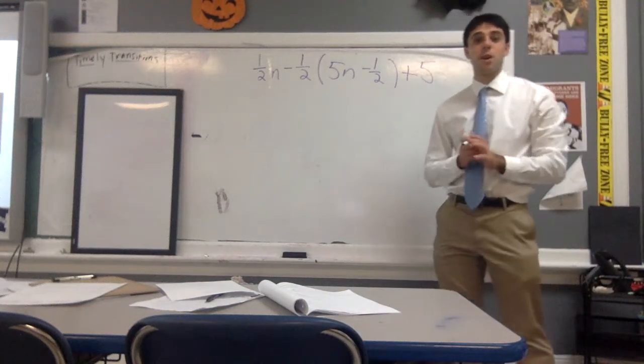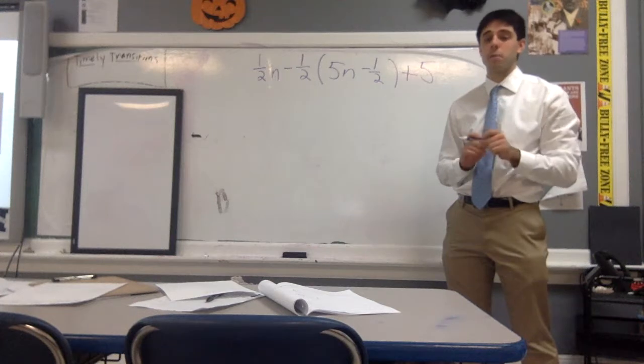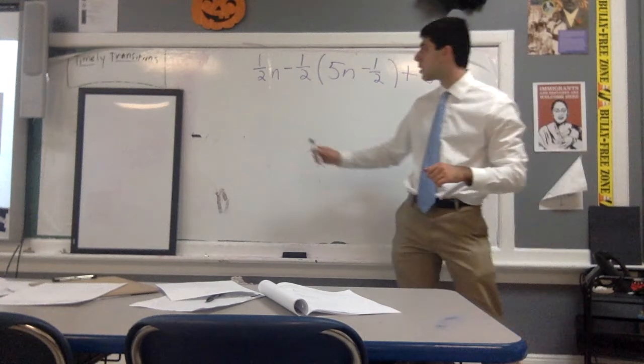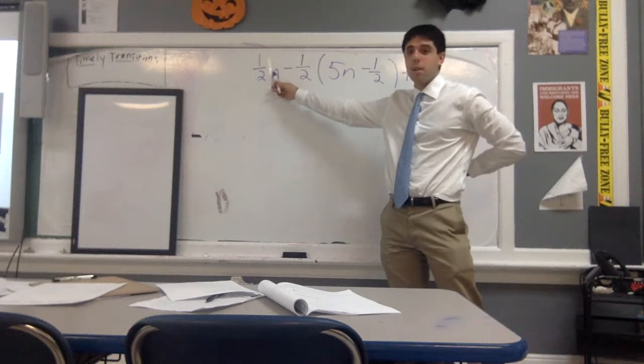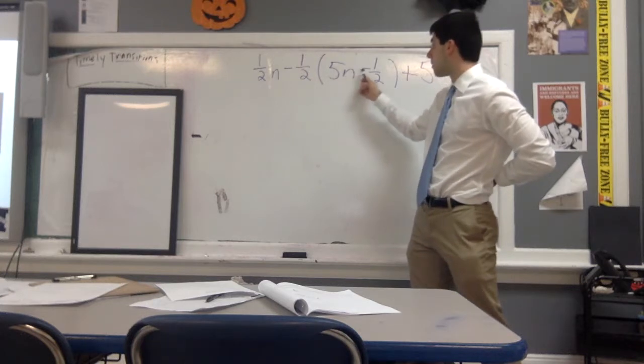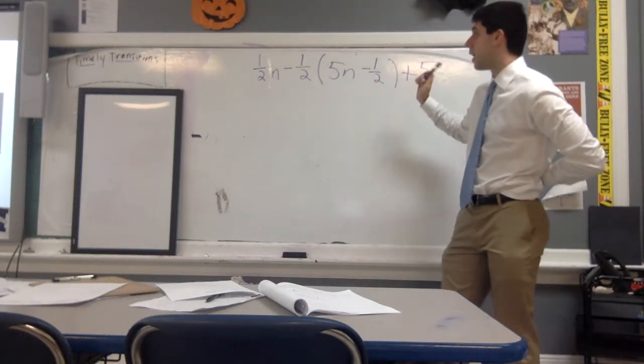Hi everybody, going to be going over homework question number 2 on your homework for today. And our question asks us to simplify 1/2 n minus 1/2 times the quantity of 5n minus 1/2 plus 5.